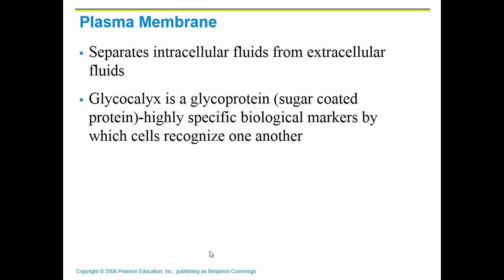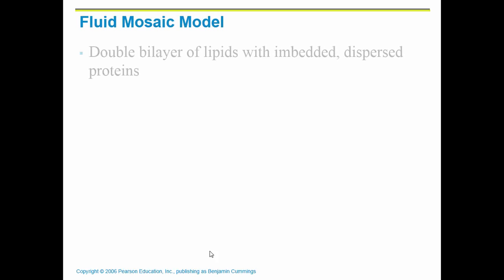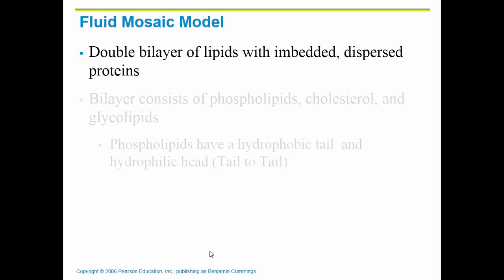One of the things that you did not learn in biology was this next word. It's called glycocalyx, which is a sugar-coated protein that allows cells to recognize one another and figure out what their job is. So it's just a marker on the outside of the cell membrane that allows them to communicate with one another.